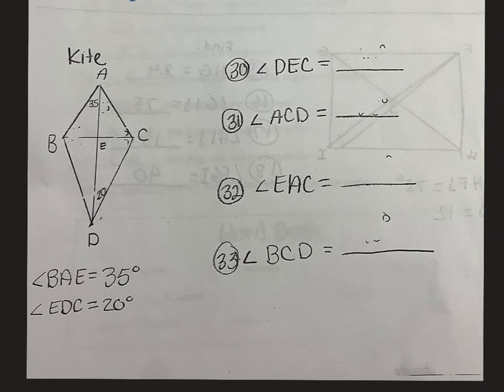Okay, and then let's do the kite. All right, so for a kite, let's remember some things. The diagonals are perpendicular. Actually, let's keep talking angles. We know this big angle is congruent to this big angle. And we know that this little angle is congruent to this little angle. And this little angle is congruent to this little angle.